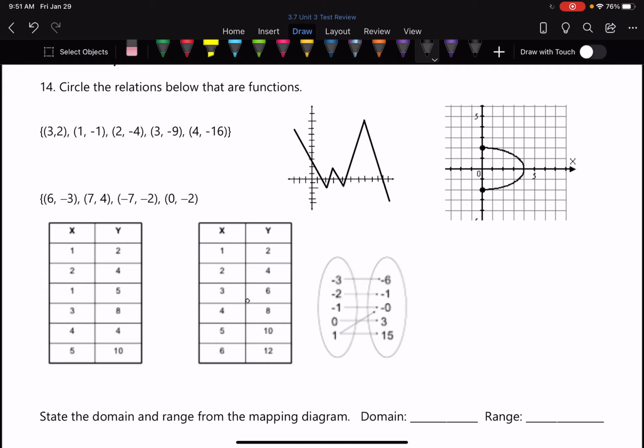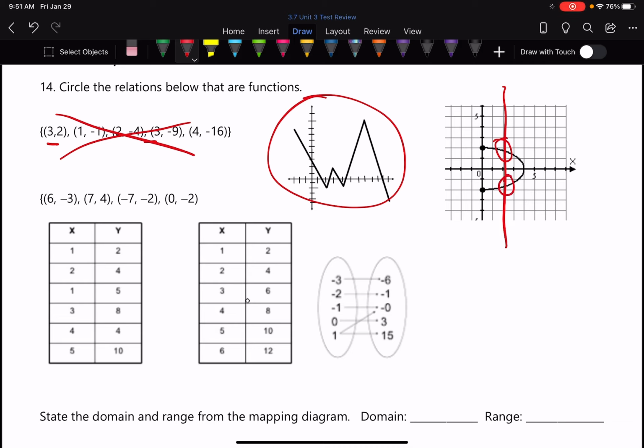Looking at this first set, I've got (3, 2), (1, -1), (2, -4), (3, -9), (4, -16). Just worried about the x values. And unfortunately, we have repeating 3s, so that is not a function. This next one, we're given a line that kind of goes up and down a lot. But if I were to do the vertical line test, it only passes through once. So this is a function. All right, let's go on to the next one. If I were to do my vertical line test, I've got 2 parts where it passes through. So this is not a function.